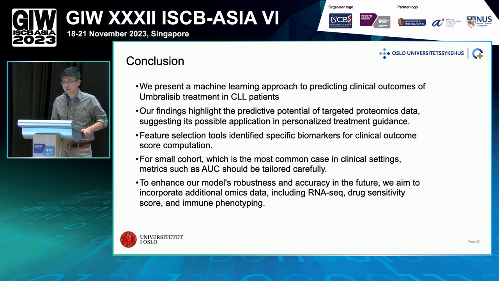To enhance our model's robustness and accuracy in the future, we aim to incorporate additional omics data. Although we have already done so, we will use them in a smarter way, including RNA-seq, drug sensitivity score, and immunophenotyping.